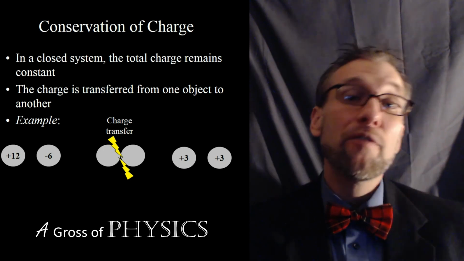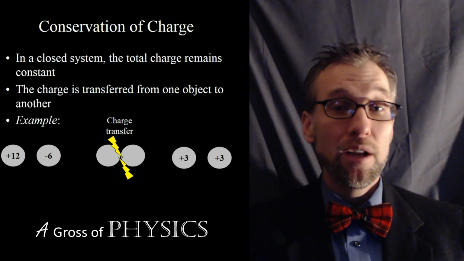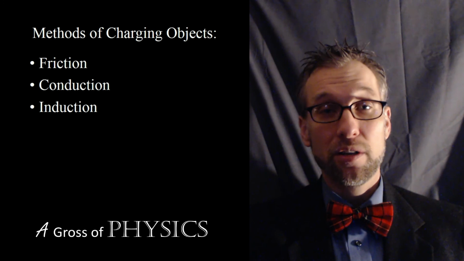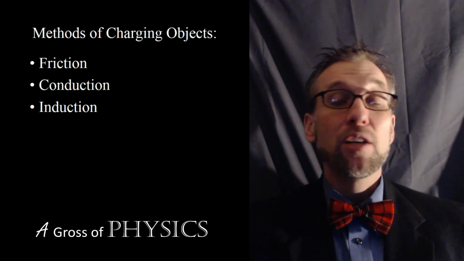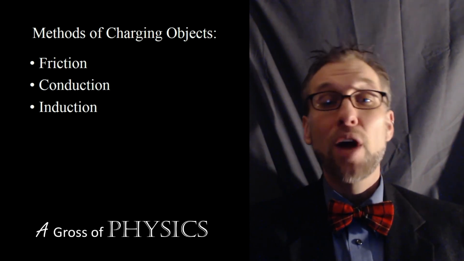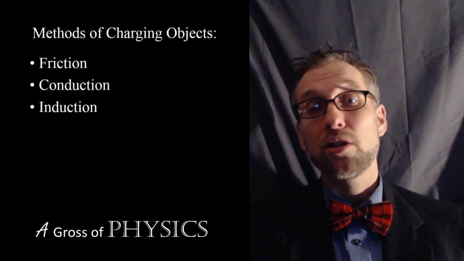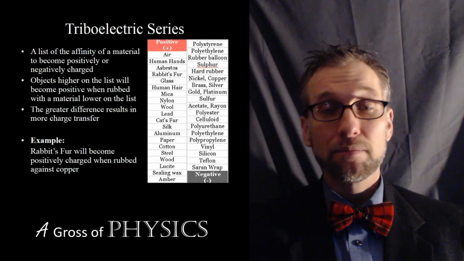After that, we discussed 3 different methods of charging. We discussed the fact that you can charge objects by friction, by conduction, and by induction. When we charge by friction, we're basically rubbing the excess electrons off of one and transferring them to another. The triboelectric series will allow us to determine which object will become positive and which will become negative.